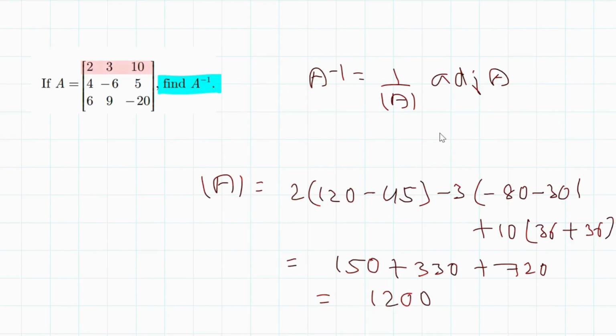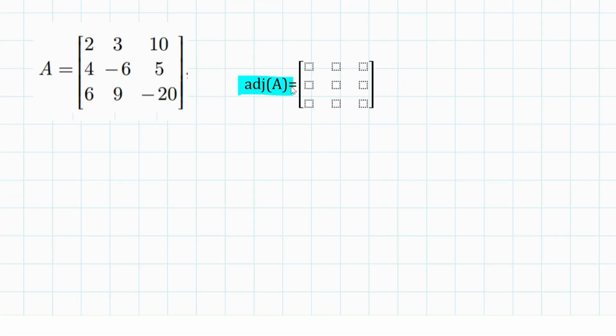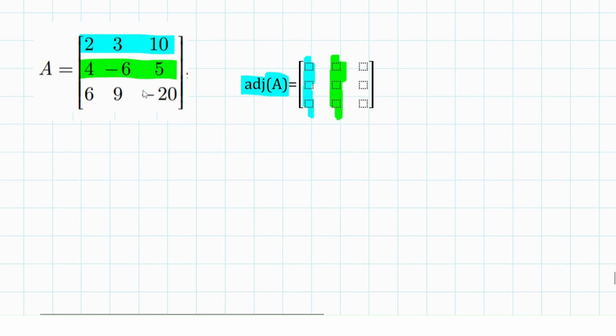Now we are going to find adjoint A. Now what is adjoint A? Adjoint A is a transpose of a cofactor matrix. Now we can do it in one step. We can find adjoint A directly, that is by finding the cofactors of row 1 and writing along the column 1, finding the cofactors of row 2 and writing along the column 2, and likewise row 3 in column 3.